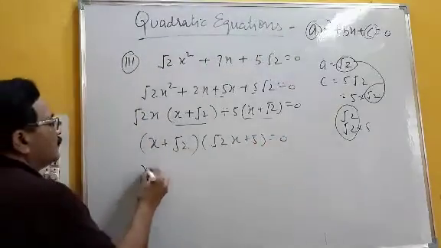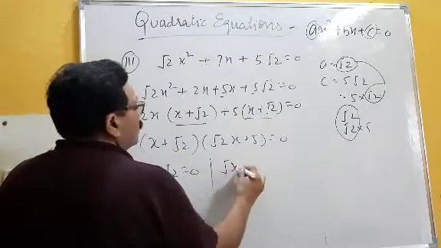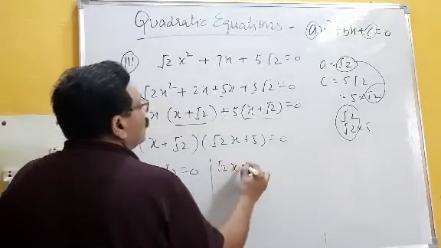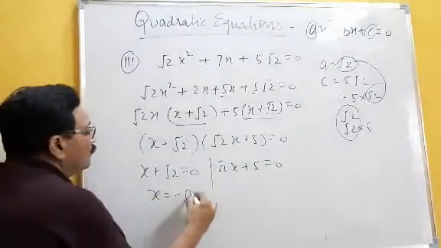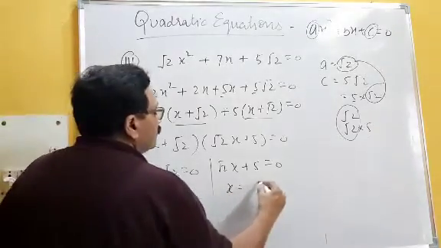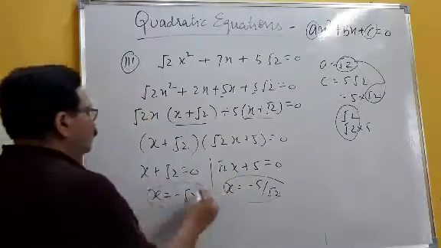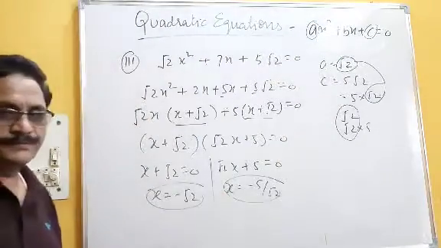Now same. X plus root 2 equal to 0, root 2x plus 5 equal to 0. X equal to minus root 2, x is equal to minus 5 upon root 2. So these are the two roots of this solution. Okay, you can note.